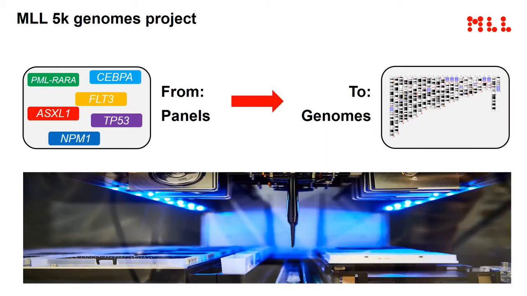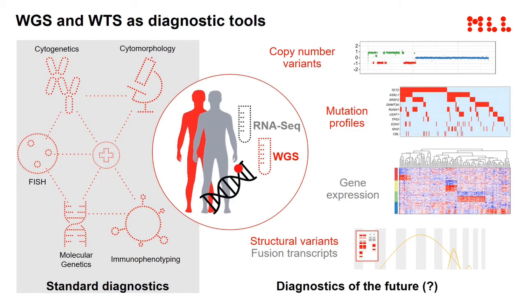Now, the question is, will this be all fusion genes, some mutations of some specific panel genes, or will we move over to exomes, genomes, and transcriptomes in the future? And the even bigger question is, what will remain from gold standard diagnostics on the left side if we have available whole exome sequencing, whole genome sequencing, or whole transcriptome sequencing in the future?